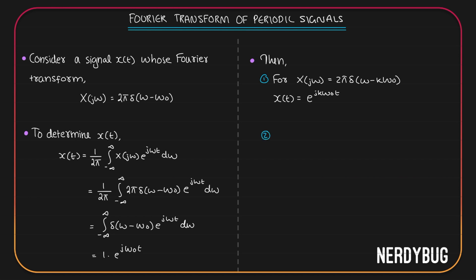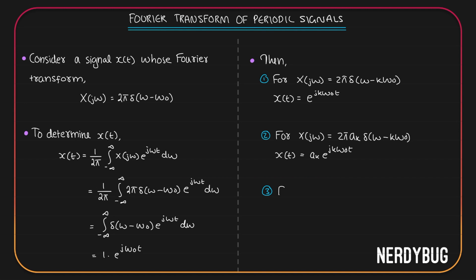In the second part, I want x of t for x of j omega equal to 2 pi a k delta of omega minus k omega naught. That is, the whole thing is multiplied with the constant a k. So the only difference that will happen to x of t is it will be multiplied with the constant a k. In this case, x of t will be a k e raised to j k omega naught t. I am not done. I have a third condition.